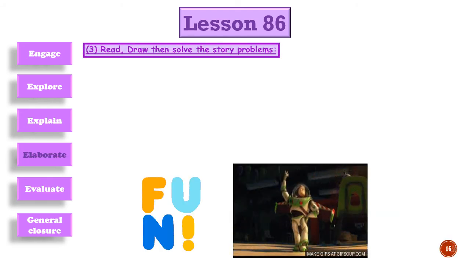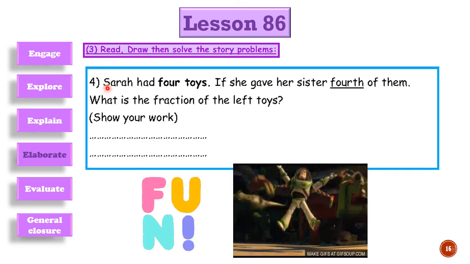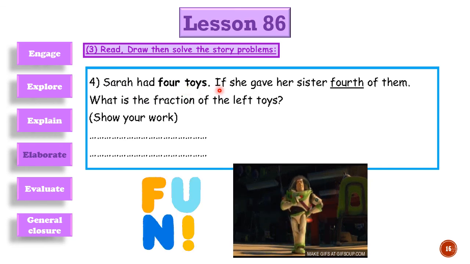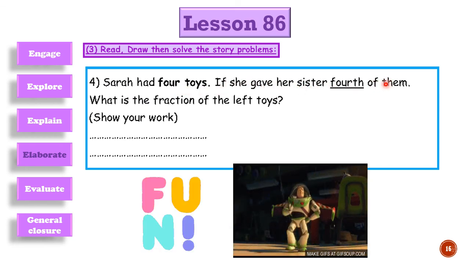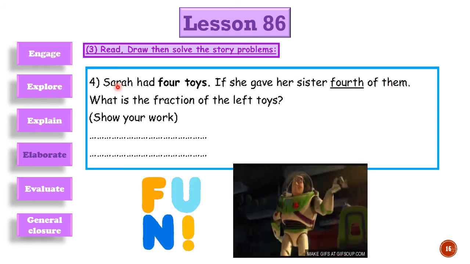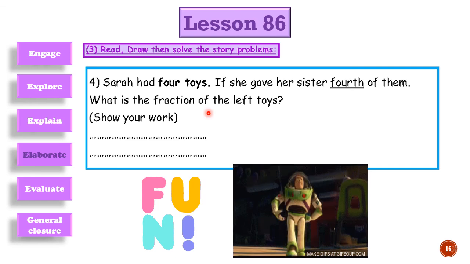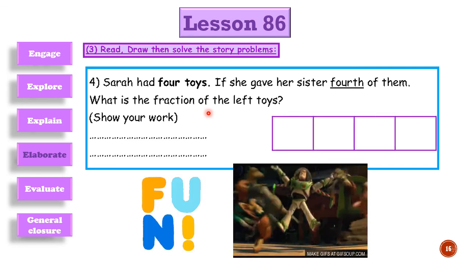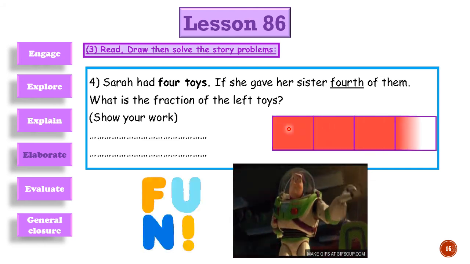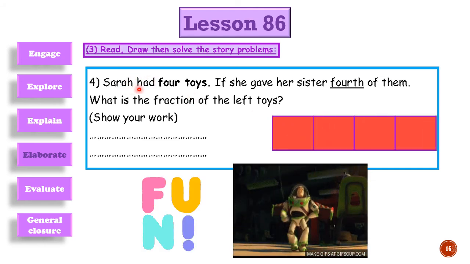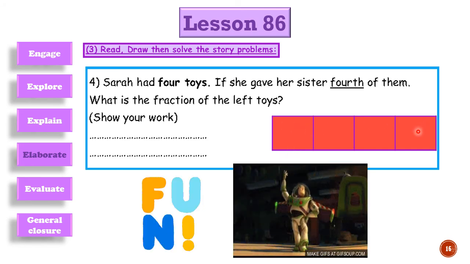Let's do more exercises on these story problems. Now we have, Sarah had 4 toys. If she gave her sister 4 of them. Before we continue, just draw your model which represents 4 toys. Draw a model and divide it into 4 equal parts like this. Then color all, yes, all parts because we have already 4 toys. Now we color all parts.